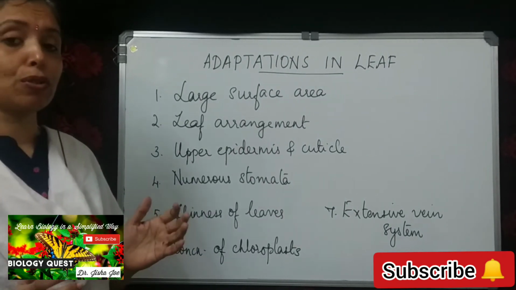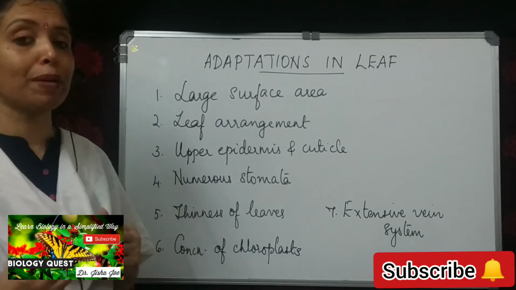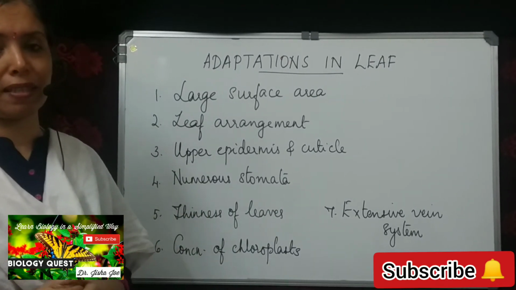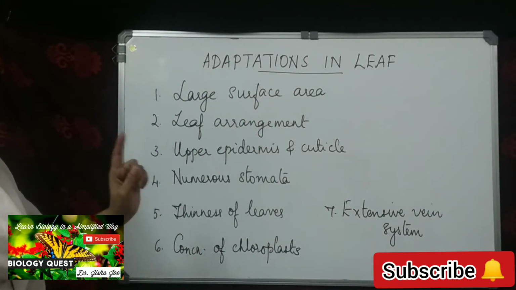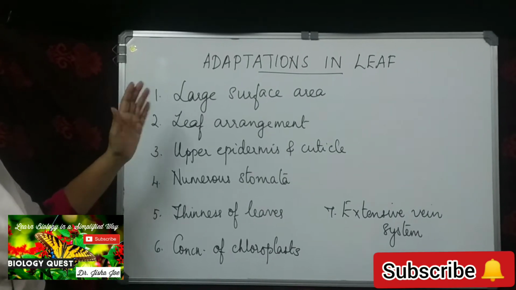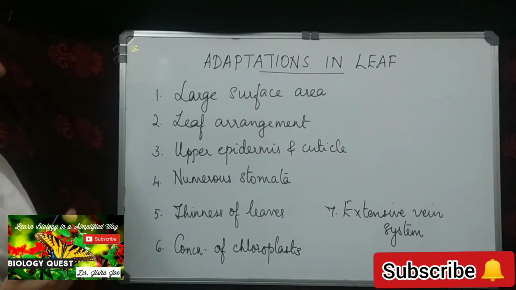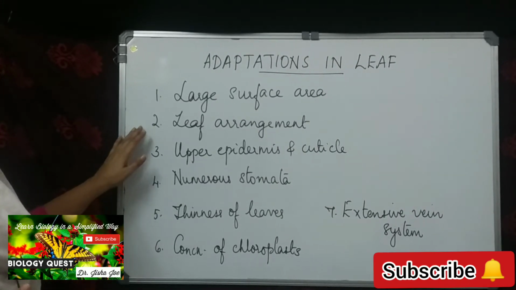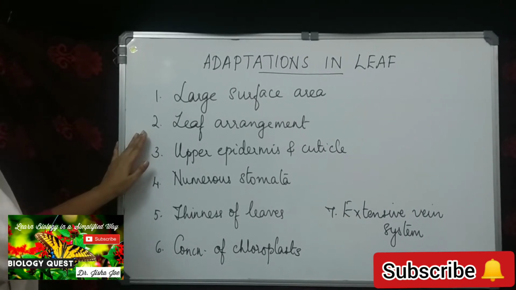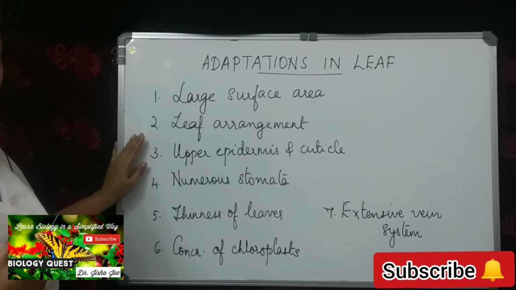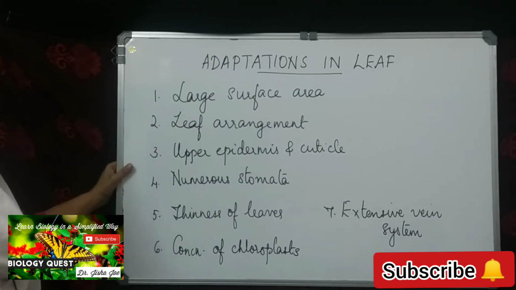This is also to allow a rapid movement or transport of substances in the leaf cells. So these are the adaptations in leaves for photosynthesis. Once again, leaves have a large surface area. Leaves are broad. This is to increase the surface area for the absorption of maximum light. The arrangement of leaves at right angles to the source of light, again for maximum light absorption. Upper epidermis and cuticle are transparent in nature. This also enables maximum light absorption.